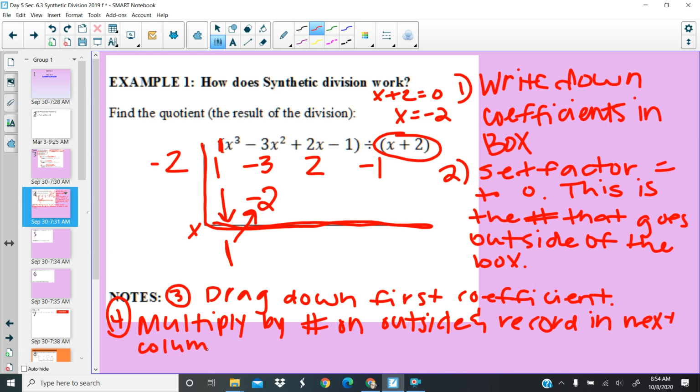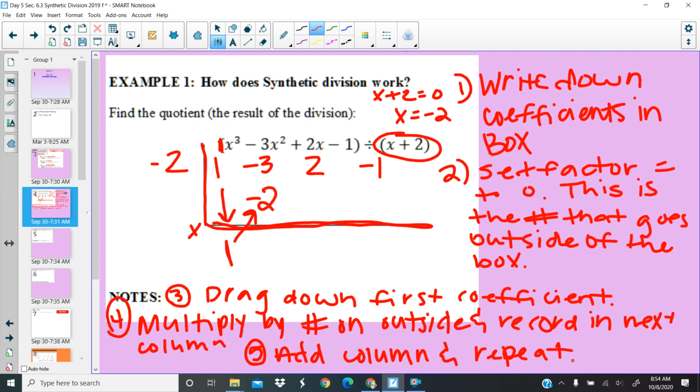And so then whenever you have your column, so we have -3 and -2, what you're going to do there is you're going to add the numbers in the column and then you're going to repeat the process. So add column and repeat.